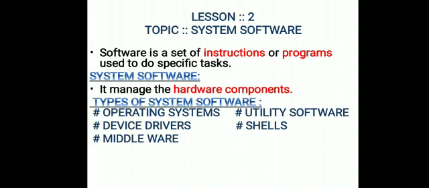So what is a software? A software is a set of instructions or programs that is used to do some specific task. And what is system software? It is used to manage the hardware components and is also written in C programming language. Children, there are 5 types of system software: operating system, device driver, middleware, utility software and shell. So these are the 5 types of system software.